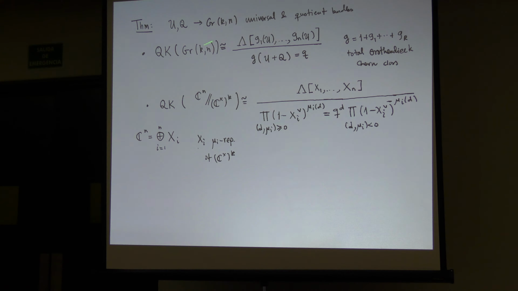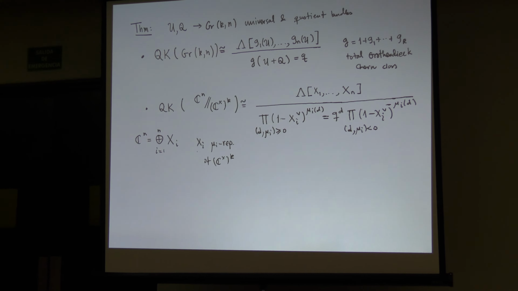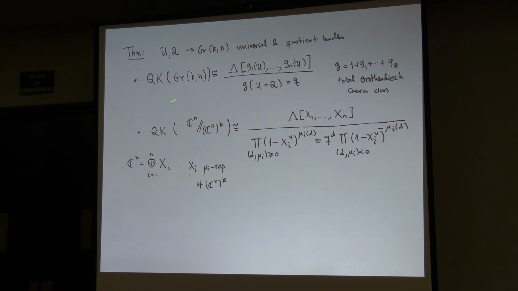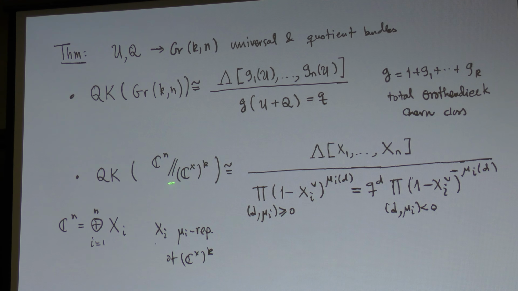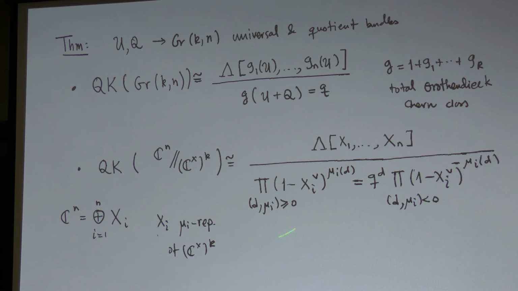The theorem that I want to announce is that, with the tools that I will present later on, we can actually do an explicit computation of the quantum K-theory of both the Grassmannian and the smooth toric varieties. For the Grassmannian, it's just given by what you would expect. You have the universal and the universal quotient bundles for the Grassmannian, and then the quantum K-theory is given by the total Grothendieck Chern class of the sum. This is a trivial sum, of course, and then twisted, or corrected, by Q right here. And this is just the Grothendieck Chern classes of the universal bundle.